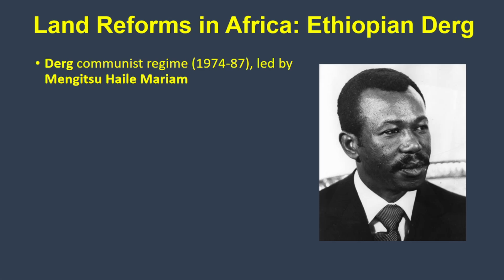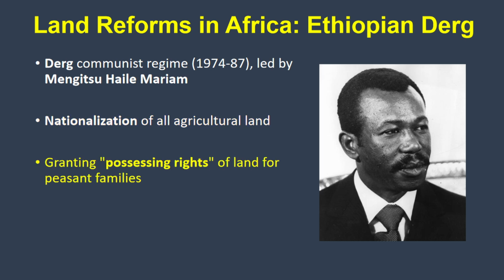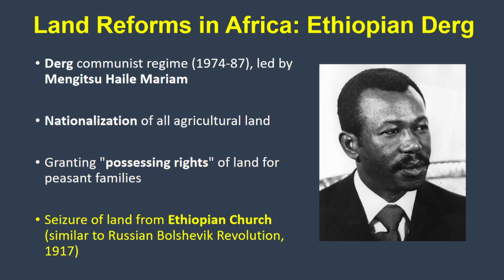For Africa, we have Ethiopia, where the communist Derg, led by Mengistu Haile Mariam, enacted sweeping land reforms, nationalizing all agricultural land and granting each peasant family possessing rights to their own land. Similar to what we saw in the Russian Revolution, land was also seized from the Ethiopian Church.